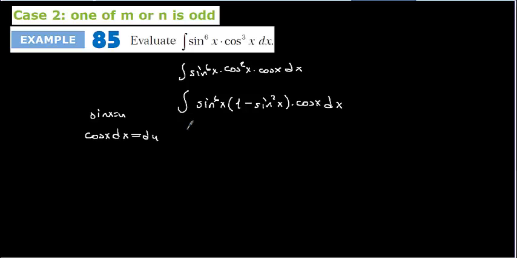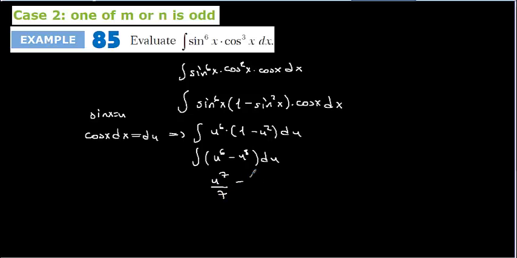If I substitute now, the integral is u to the power of 6 times 1 minus u squared du. That's equal to u to the power of 6 minus u to the power of 8 du. Then this is equal to u to the power of 7 over 7 minus u to the power of 9 over 9 plus c.